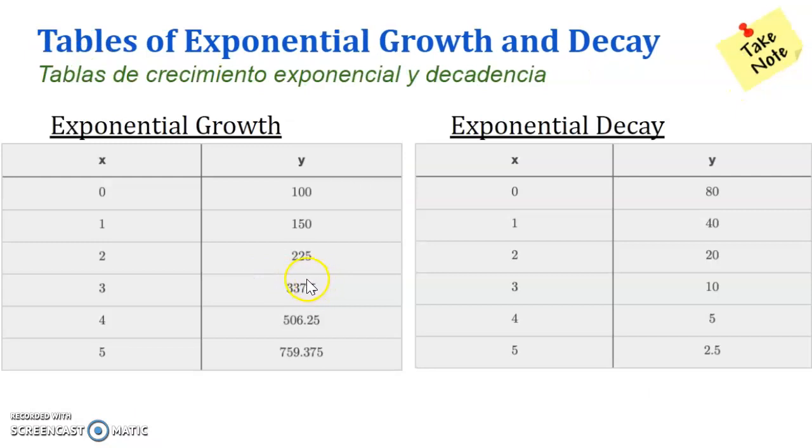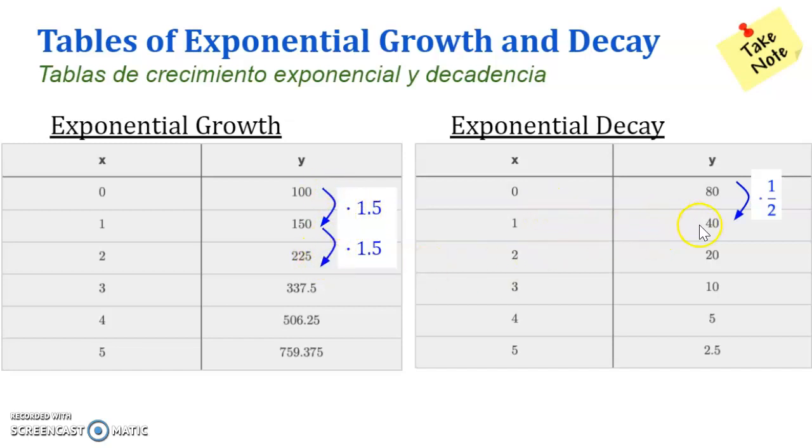What about tables of exponential growth and decay? This is one of the examples of exponential growth because as the x is increasing, the y values are increasing. And not only are they increasing, but you are multiplying by the same number, 1.5. And remember the multiplier, the number that you're multiplying by, because it is greater than 1, the numbers are increasing.